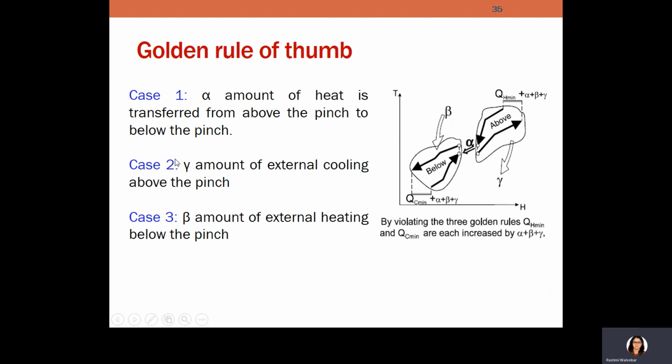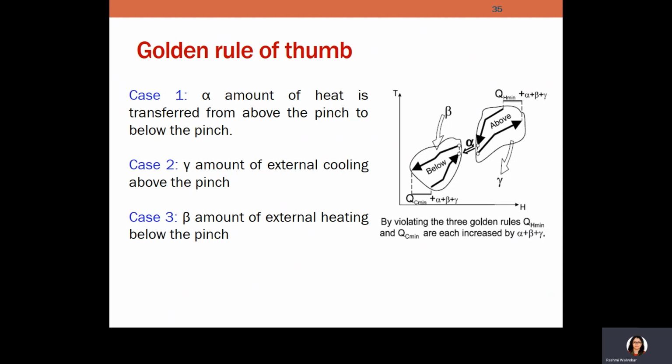So the second scenario would be gamma amount of external cooling above the pinch. If you cool externally your heat exchangers, it means they are losing the heat. So again, your energy balance equation will not be balanced. So you need to add that amount of energy to your external heating, and similarly that amount will be a deficit. So you need to add it for your cold utility requirement. Similarly, if you do external heating below the pinch, you again have an increase in your utility.